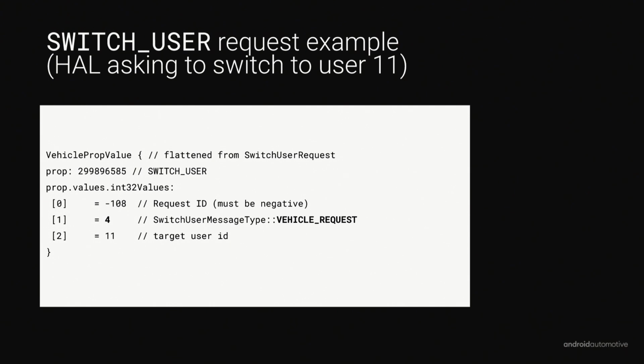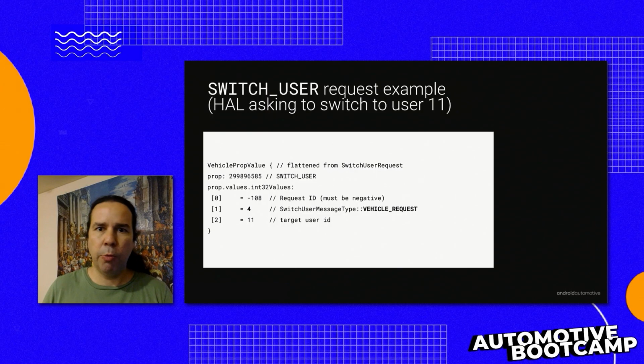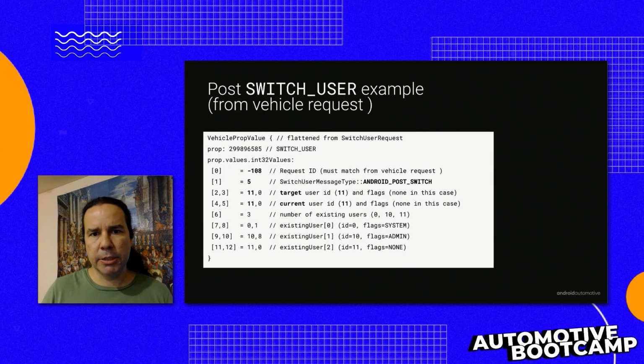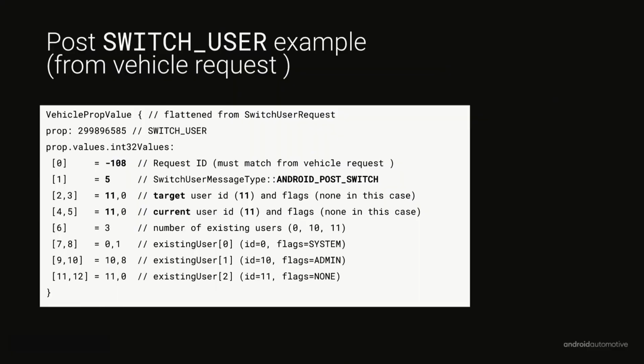And finally, they have to tell what's the target user ID, the user ID we're switching to. We don't need to worry about other info like flags or existing user, because that's Android data that Hall doesn't need to know. So once the car service receives this request, it will try to switch to the user, and then it will inform Hall what happens. So if the user was switched fine, then we're going to send Android post switch anyway.